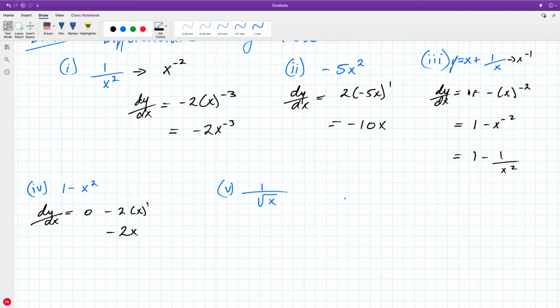1 over root x. What's the power for square root of anything? Power of a half. You should have page 25 in the logbook open in front of you as well. So all these rules are there.